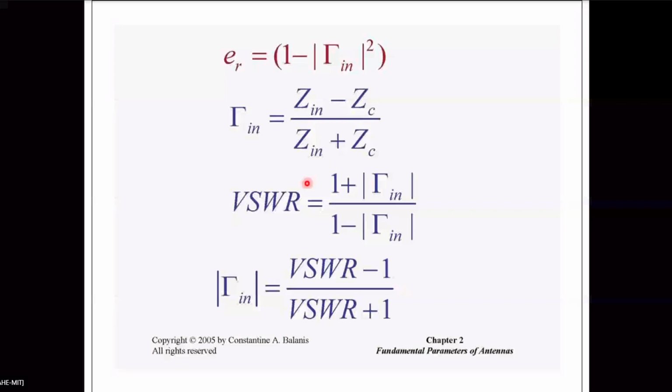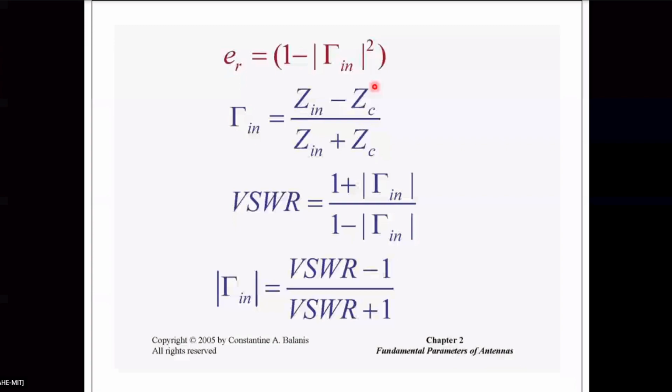So you can ignore this part, we don't require this. So ER is 1 minus the magnitude of tau in, whole squared, where tau in is Zin minus ZC by Zin plus ZC. I'll go to the next slide.